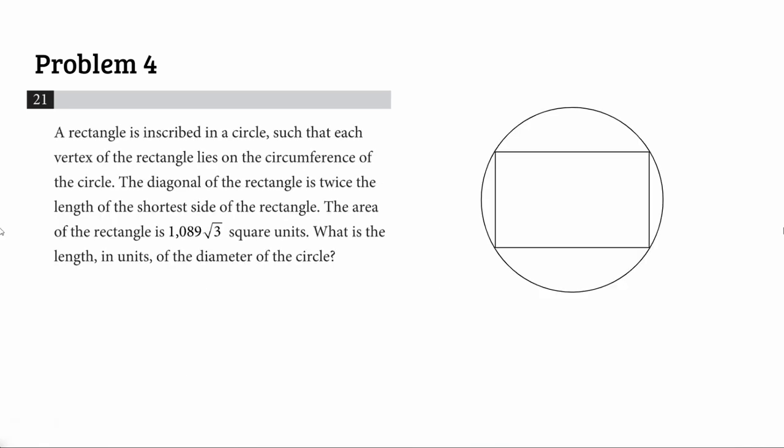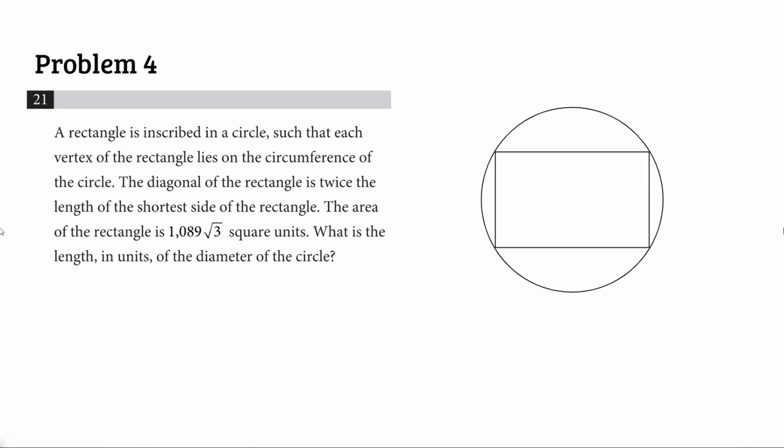For the next problem here, we have a rectangle that's inscribed in a circle such that each vertex of the rectangle lies on the circumference of the circle. So I've drawn that there on the right. And then the diagonal of the rectangle is twice the length of the shortest side of the rectangle, and the area of the rectangle is 1089 times the square root of 3 square units. And we're asked what's the length of the diameter of the circle.